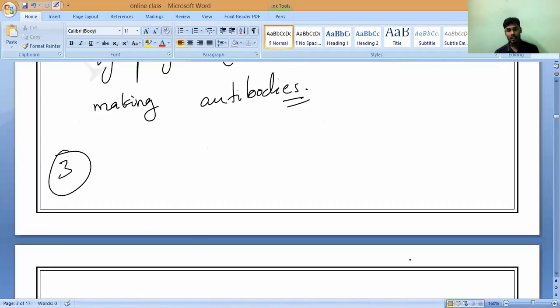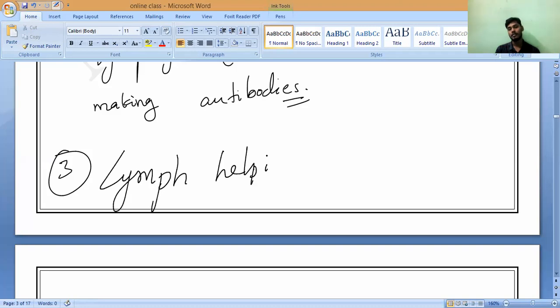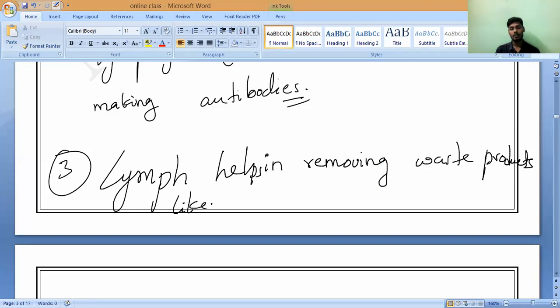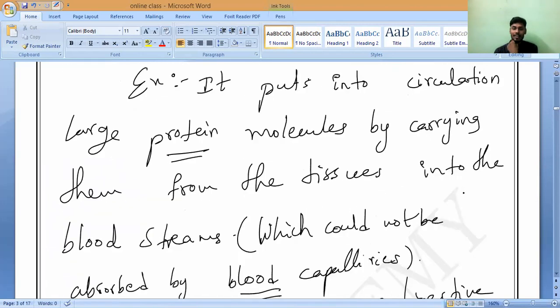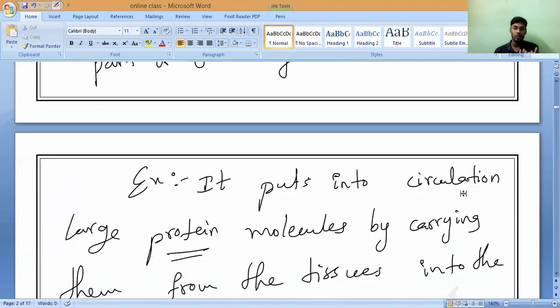That is the third function of the lymphatic system or lymph. That is right. Lymph helps in removing waste products like dead cells, etc. So these are the three functions. Actually, these three functions are in the lymphatic system only. Correct or not? These three are correct. What is the lymphatic system? This is what the lymphatic system is. Those three only we are writing separately.